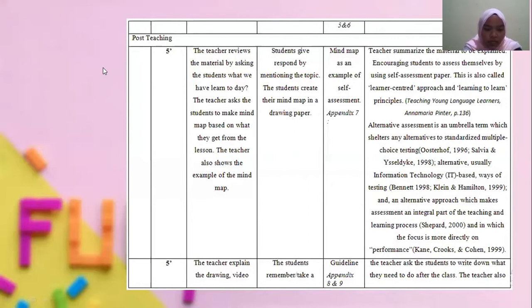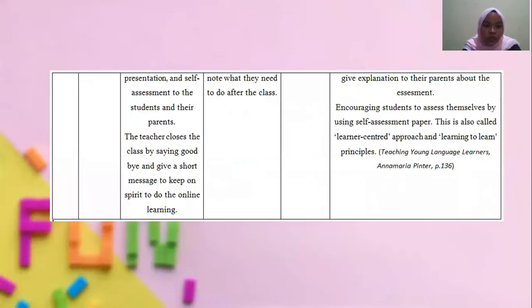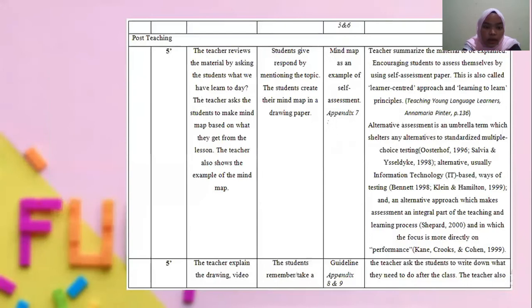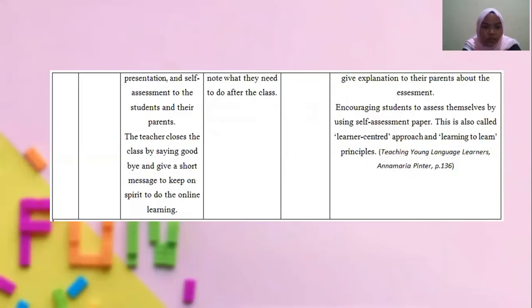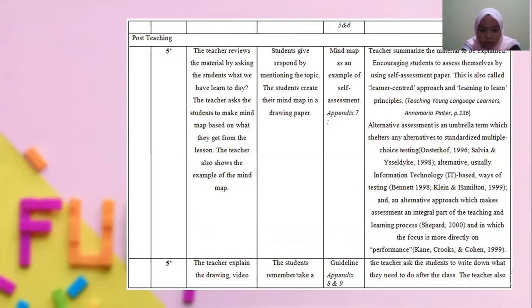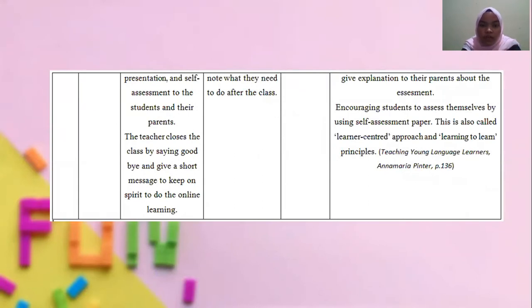And in the second 5 minutes, the teacher explains the drawing, video presentation and self-assessment to the students and their parents. And the teacher closes the class by saying goodbye and giving a short message to keep the spirit up for the online learning. So in the last 5 minutes, the teacher will explain about the drawing, video presentation, and assessment to the students and also to the parents. And the teacher also asks the students to take a note of what they need to do after the class.